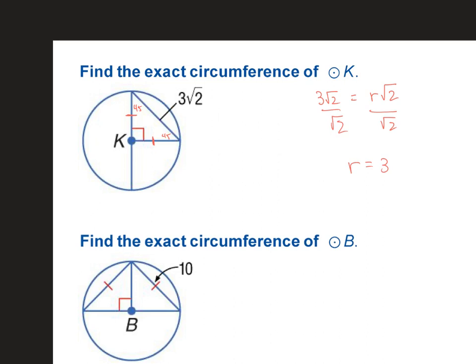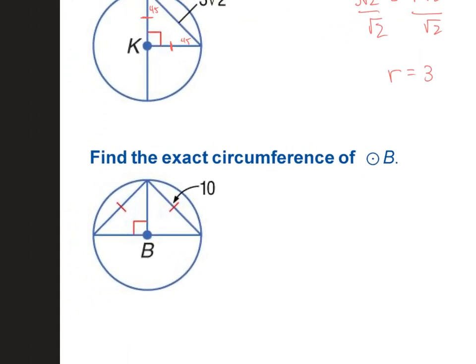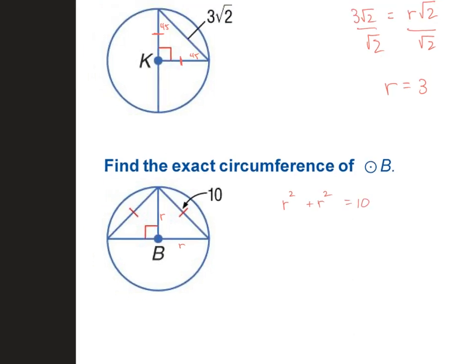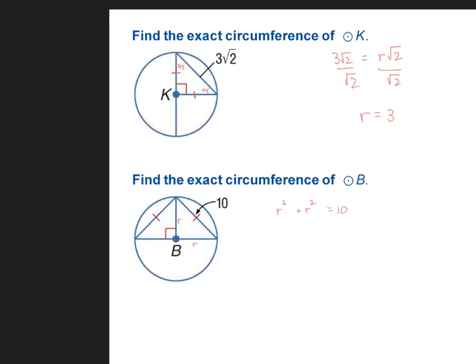You could set this up as a Pythagorean theorem problem, but your life's a lot easier when you use special right triangles. Here, again, I have a 90-degree angle. I'm going to show you on this one what it would be like if we use the Pythagorean theorem. So this is r, this is r. So what do I have? I have r squared plus r squared is equal to 10. Pardon me.